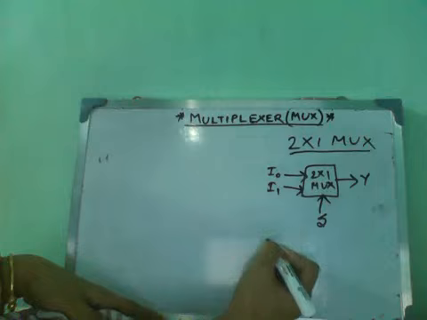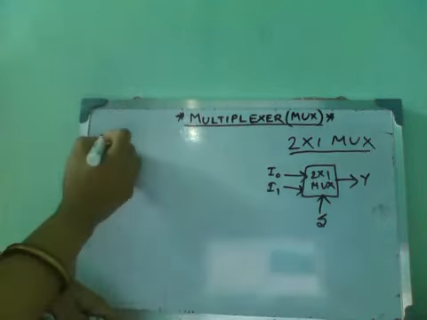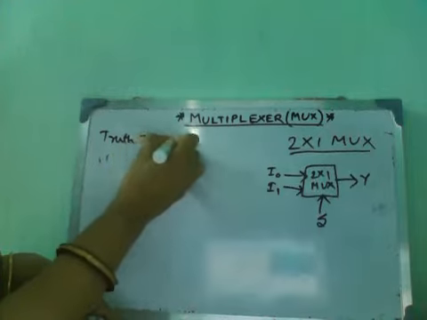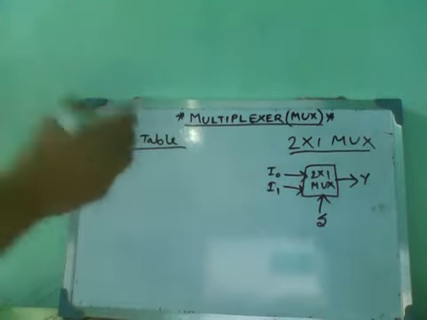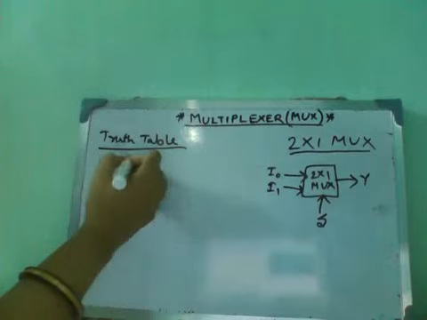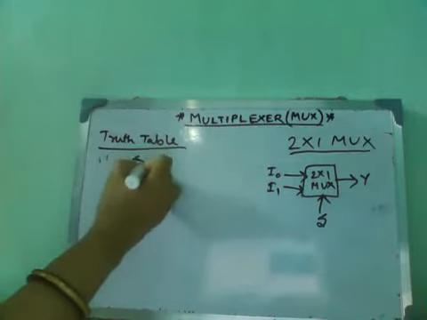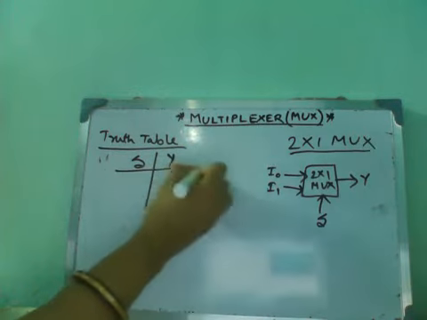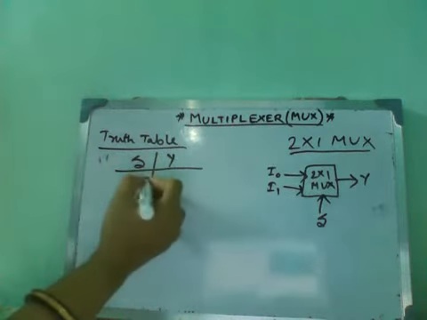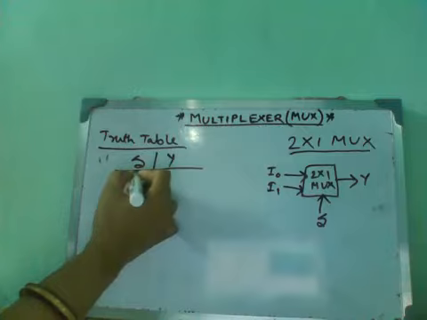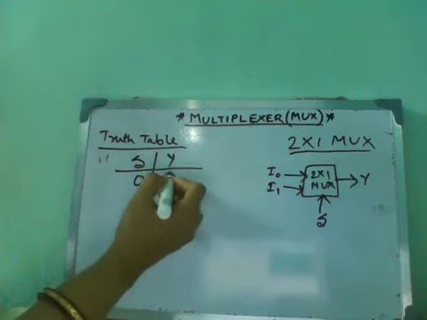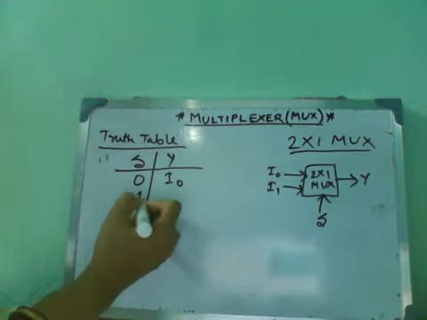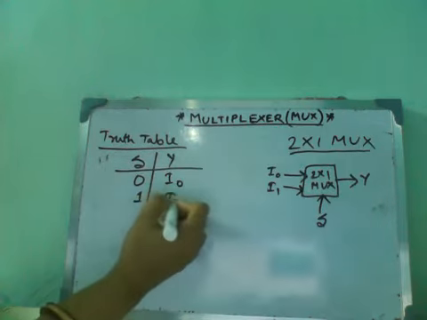From this we make the truth table. Truth table is basically dependent on the selection line. So, input is selection line and output is Y. When the value of select line is 0, then we get the output I0, and when it is 1, then we get I1.